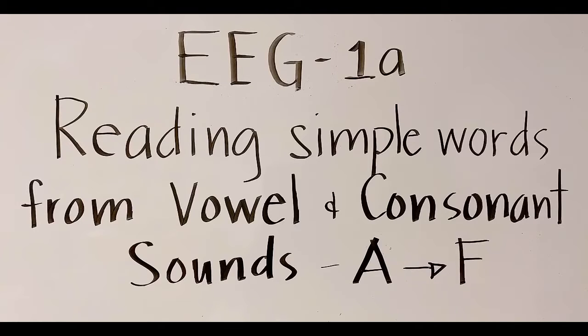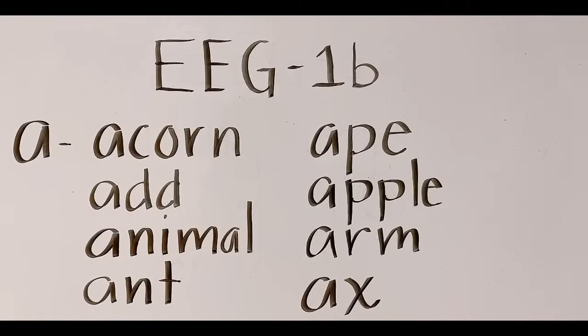In this video is the reading of simple words from vowel and consonant sounds A to F. Coming up. Hello, so from the vowel and consonant sounds, let's try to read simple words from the letters. Okay, so let's start with the letter A. All right, let's read. Follow after me.